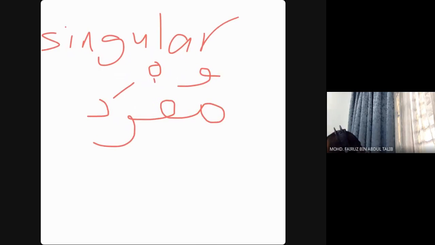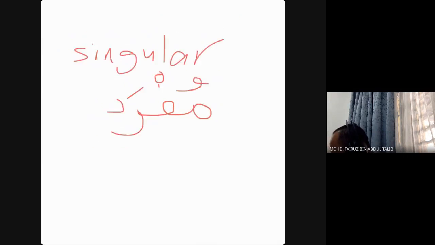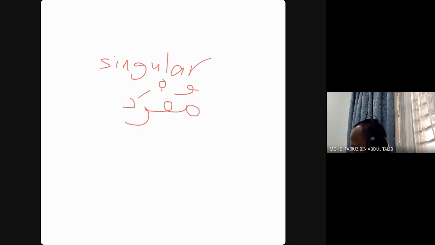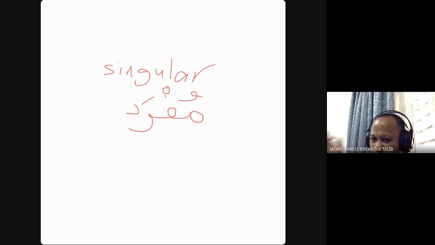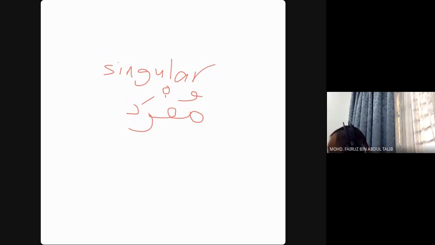This is the term. We call it mufrad. This is a raw, not a wow. Mufrad. So mufrad means singular, one. So the previous words, they are all mufrad words. Mufrad, singular. That is the first term that you need to remember, mufrad. So now, mufrad, of course, is for singular, for one.